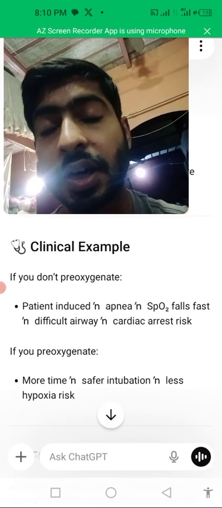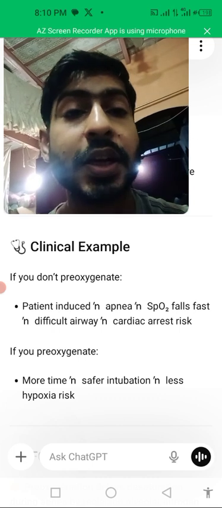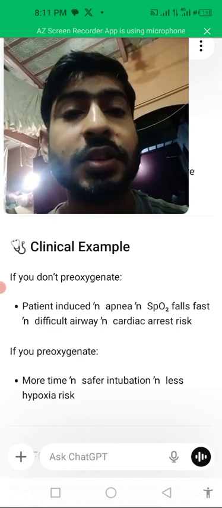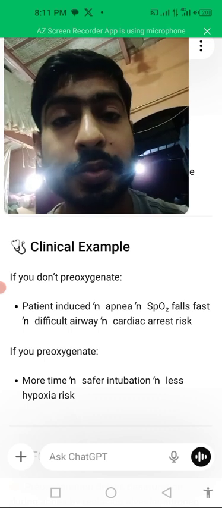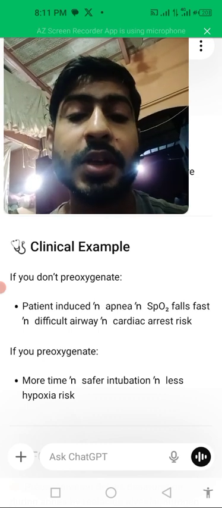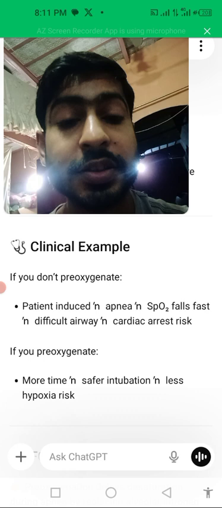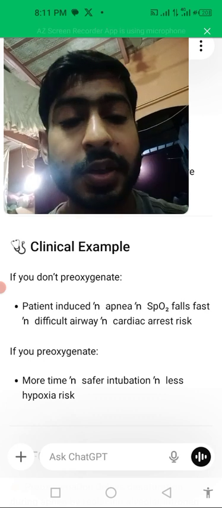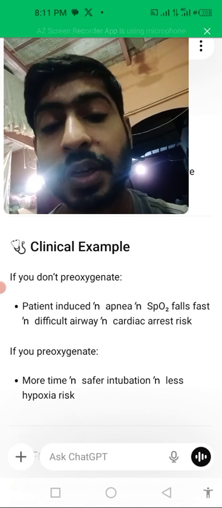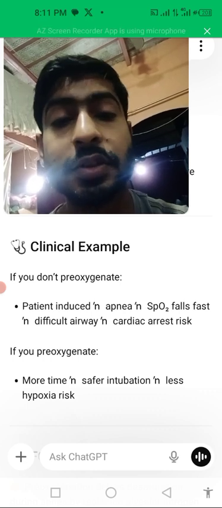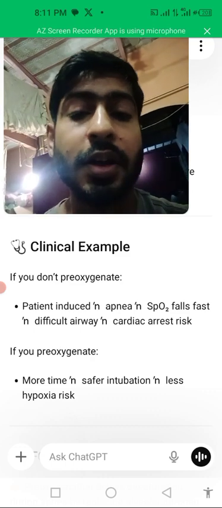So if some teacher asks you why pre-oxygenation is important, we have to answer that we have to replace the nitrogen with oxygen, denitrogenation, and for that purpose we do pre-oxygenation for 3 to 5 minutes, and we have to create an oxygen reserve in the functional residual capacity, which is 2400 ml, with nitrogen replaced with oxygen. So we have to do pre-oxygenation in order to create an oxygen reserve and buy extra time for intubation.